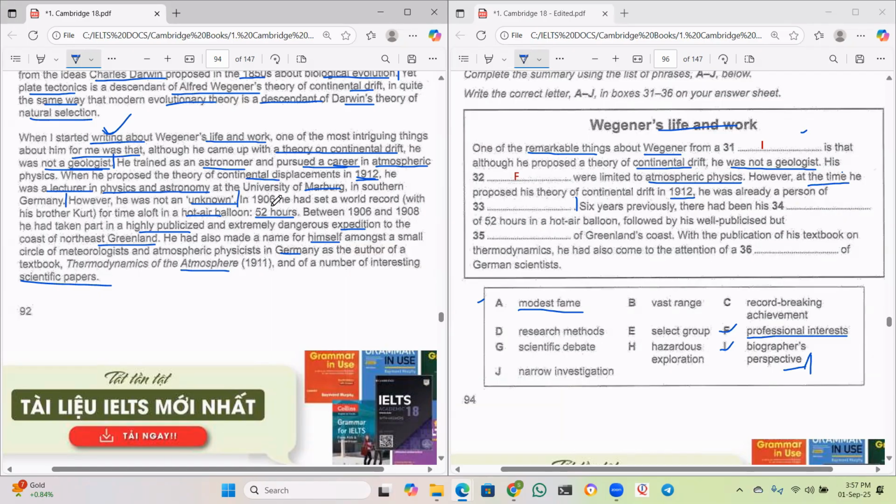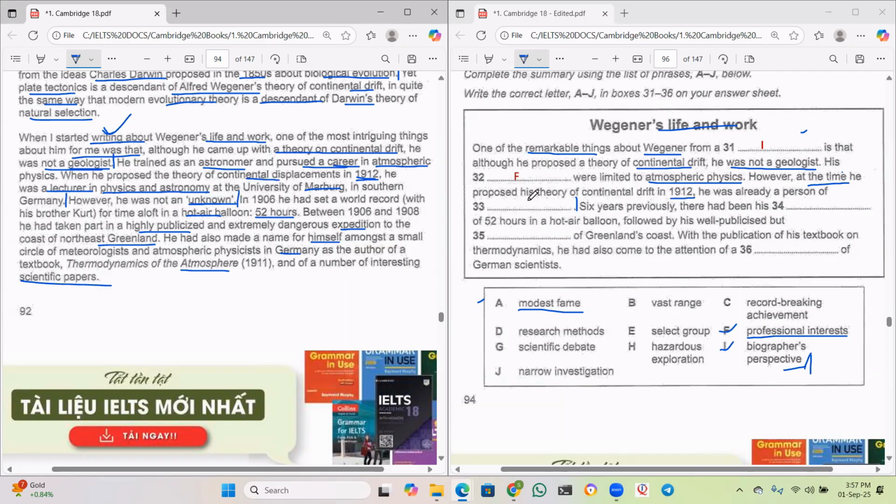In 1906 means it will go to the next sentence, 6 years previously. So 1912 is the keyword. In 1912, he was a lecturer in physics and astronomy in southern Germany. However, he was not unknown. He was not unknown means he was famous at that time. He was already famous. That's what it means.